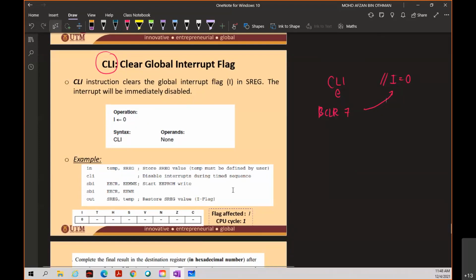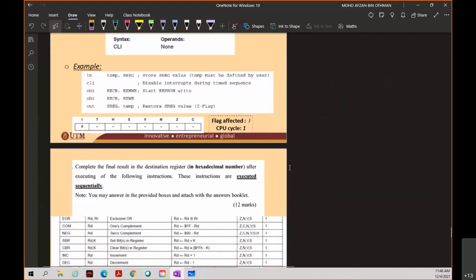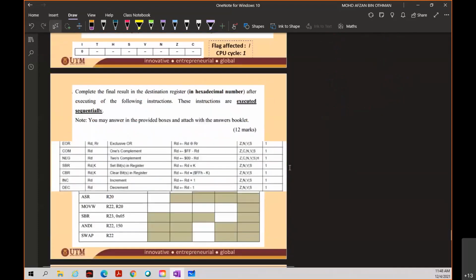Ada soalan tak? Do you have any questions? Okay, if no questions, then I think we can do this exercise here. I will get a new one because this one here has already been blurred by this instruction set.